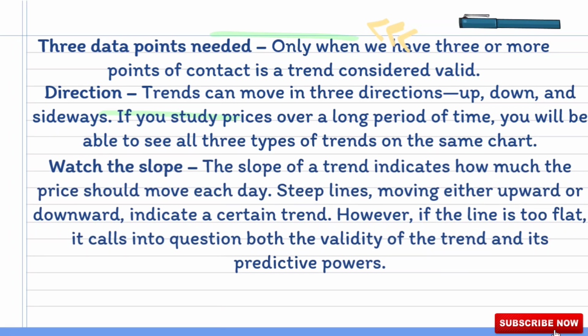What's the slope? The slope of a trend indicates how much the price should move each day. Steep lines moving either upward or downward indicate a certain trend. However, if the line is too flat, it calls into question both the validity of the trend and its predictive powers.